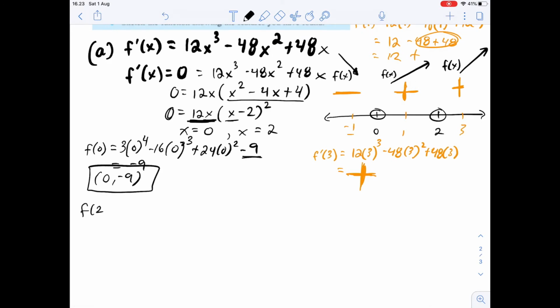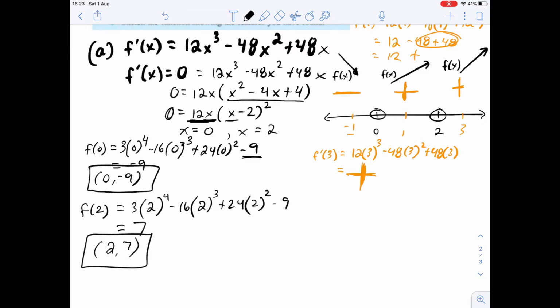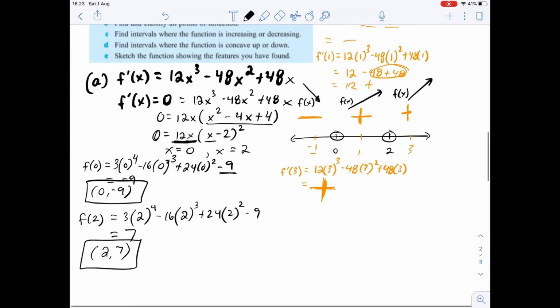And then f of 2, I get 3 times 2 to the 4th minus 16 times 2 to the 3rd plus 24 times 2 to the 2nd minus 9. And again, use your calculator, but just for time's sake, this is going to be 7, so I have the point (2, 7). Okay, I have these 2 points, and they're important.